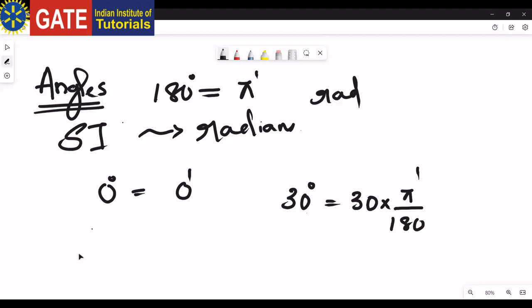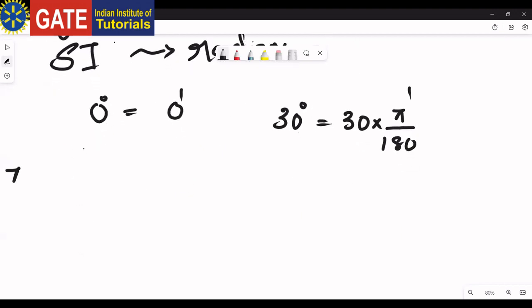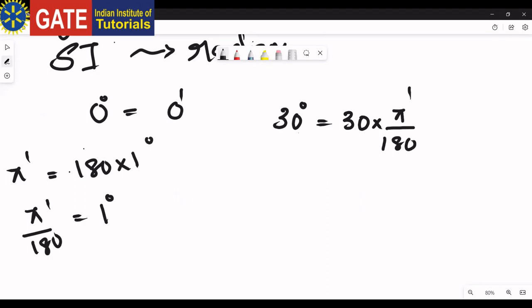See, if I write pi radians equals 180 degree, then pi by 180 will give you 1 degree, right? If I write 180 degree as 180 multiplied by 1 degree, it is the same. Now I am bringing this 180 to the LHS. This multiplication by 180 coming to the other side becomes division by 180. Pi by 180 radian becomes 1 degree.